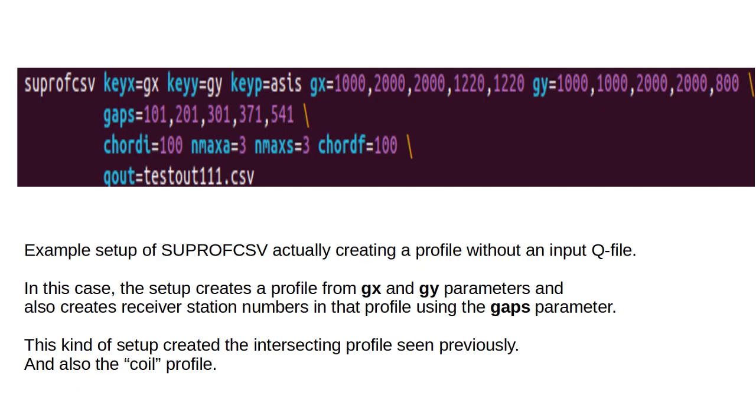Before continuing, here is a good place to show some additional functionality of the SuProf CSV program. Rather than reading an input Q file, you can just directly specify the dimension values via parameters. In fact, this is the specification that created the previous self-intersecting profile containing X, Y, and station numbers. A similar specification was used to produce the coil profile.